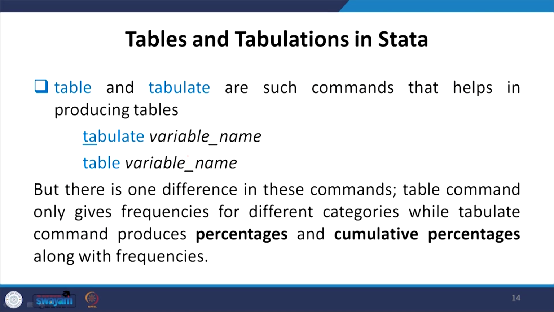Now, a couple of aspects like tables and tabulations in Stata: how to do tables and tabulations. Simply, tabulate gives you the frequency distribution. The tab or TA of the variable will give you the frequency distribution. But there is one difference between these two commands. The table command only gives frequencies for different categories, while the tabulate command produces percentages as well, and cumulative percentages. So that is the difference between tabulate and table. Therefore, we generally go for the tabulate command.